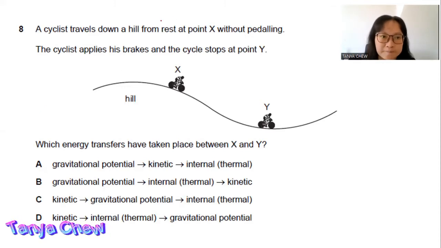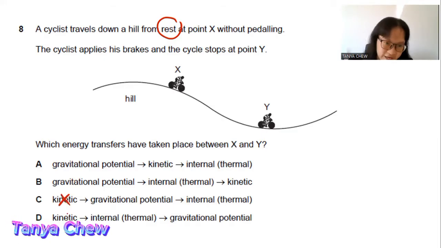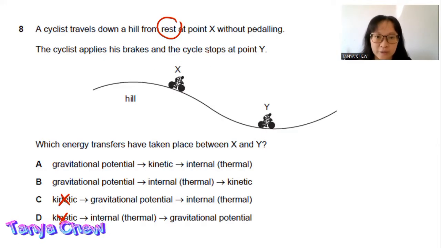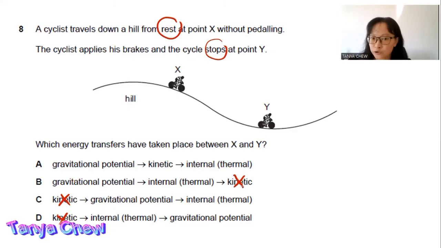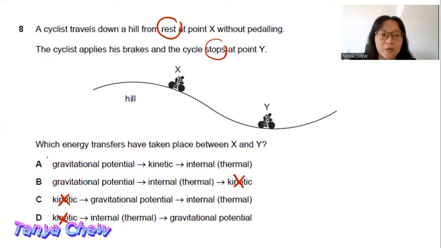I look at X first. The question did mention that it starts from rest. That means you cannot have kinetic energy at X. So say goodbye to C and D. At Y, the statement did mention that the cycle stops at point Y, so no kinetic energy at point Y. So say goodbye to B as well. Don't you think the answer is very obvious here? The answer is A.